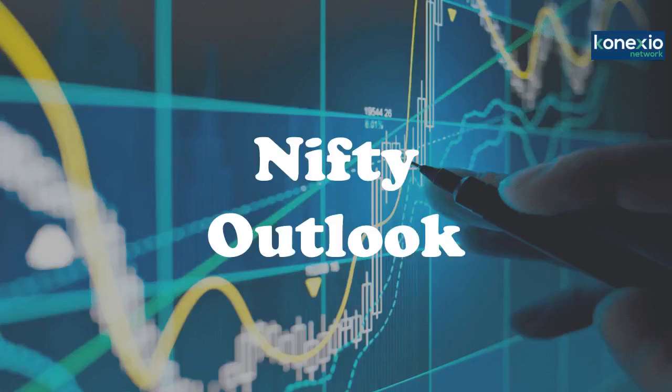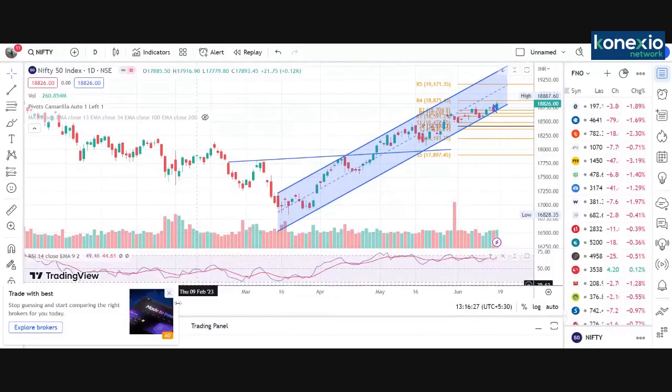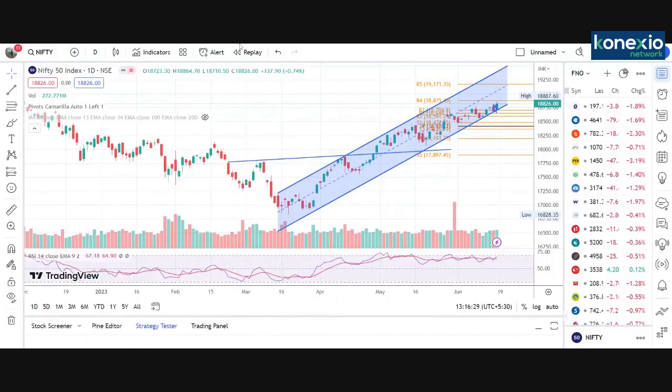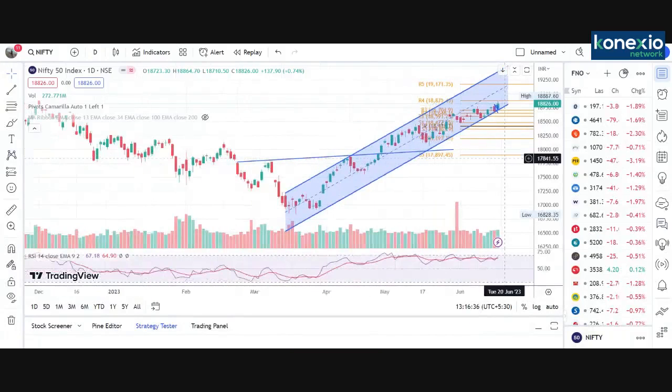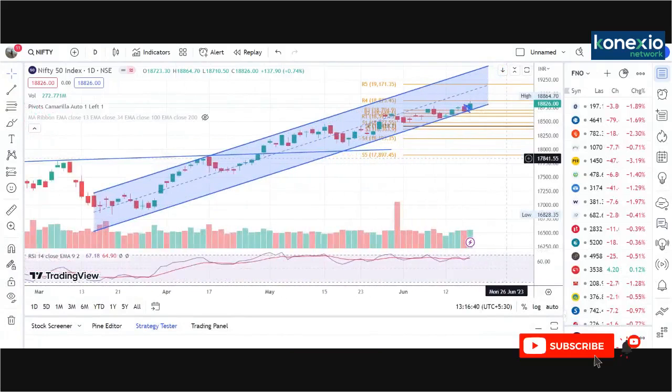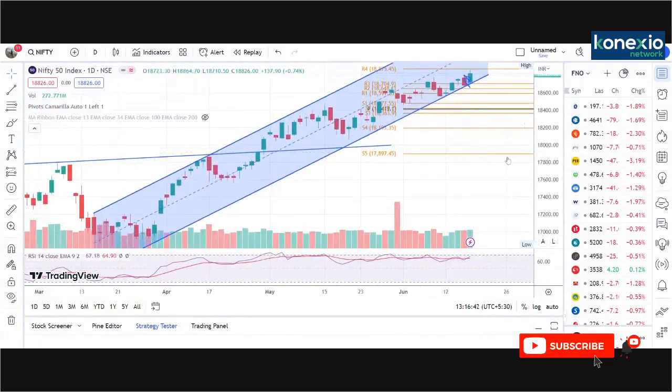So friends, now let us check out the daily charts of the Nifty, and we'll try to figure out what could be the trend for the next week from the current levels. So let us check out the Nifty daily charts. This is the Nifty daily chart. You can clearly see it has been moving in an upward rising channel, making higher tops, higher bottoms, and currently it has just taken a support.